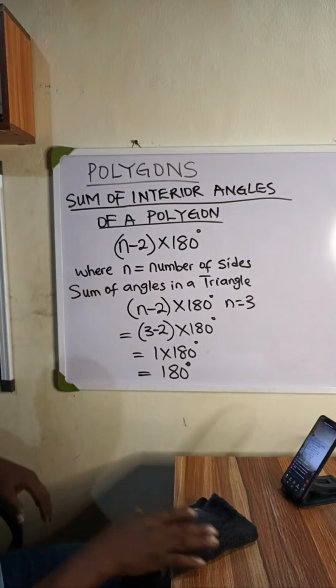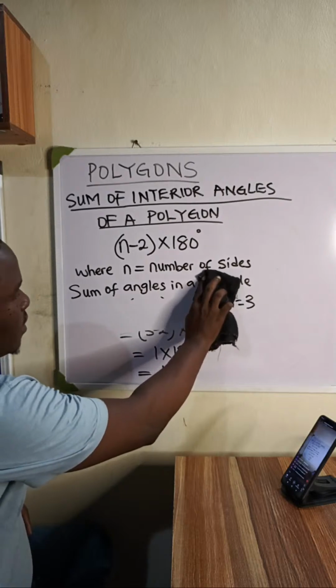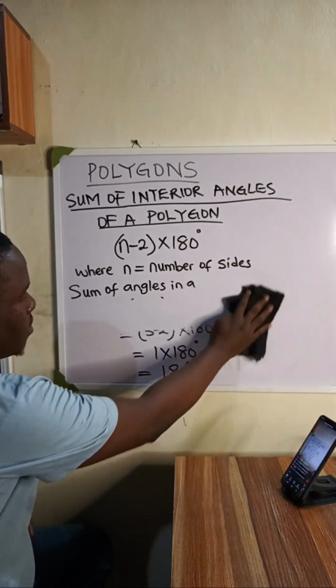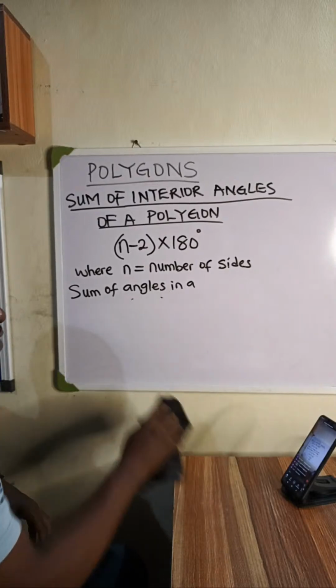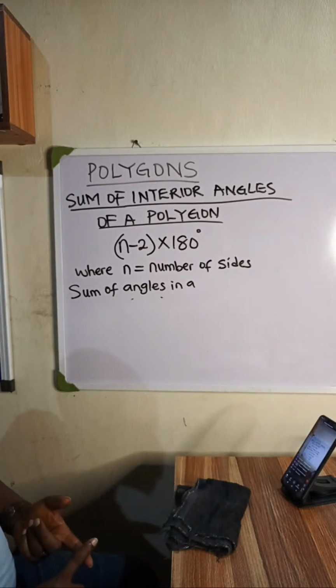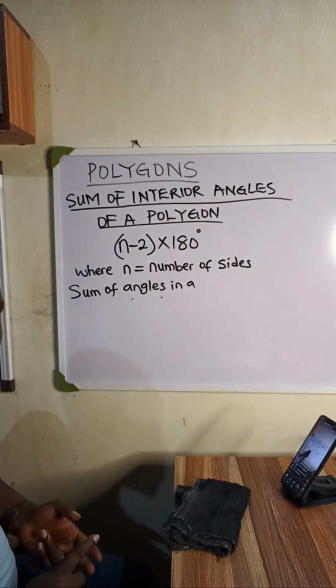Okay, so let me wipe this off. Let's look at sum of angles in a hexagon. As I said earlier, someone should calculate sum of angles in a quadrilateral, and someone else should calculate sum of angles in a pentagon.